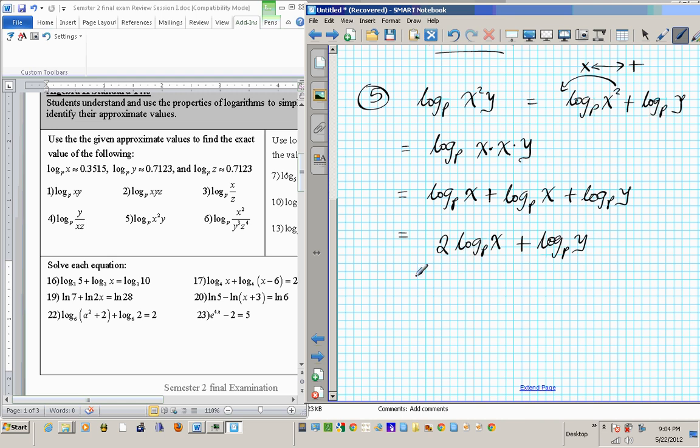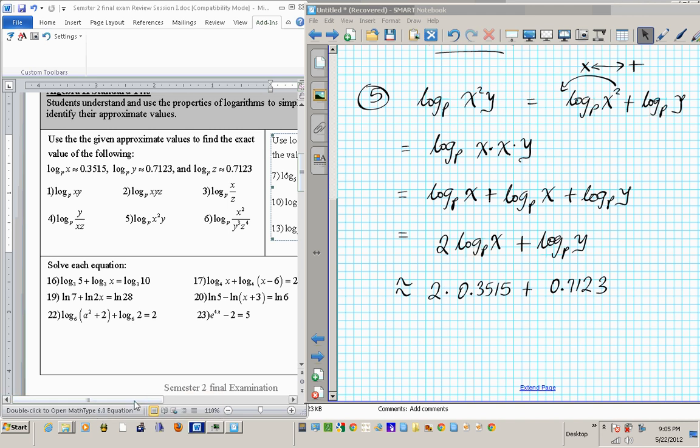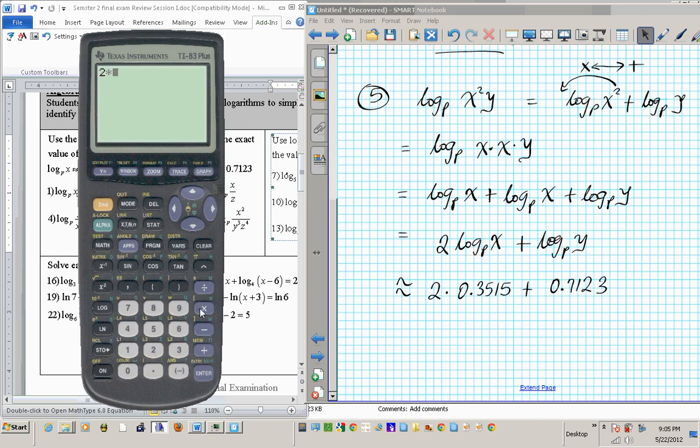Alright, so let's put in the approximate values. We're going to have 2 times the value of log base p of x, which is 0.3515, plus log base p of y, which is 0.7123. Let's evaluate this expression using our calculators. 2 times 0.3515 plus 0.7123. The final answer is 1.4153. So our final answer is approximately 1.4153. Okay, so there you have it.